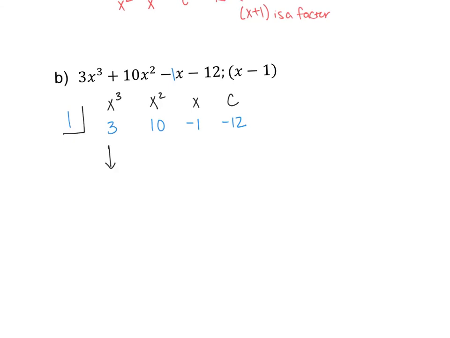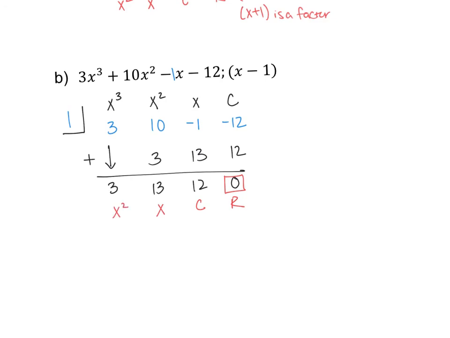I pulled out my first number, and this is a 3. So 3 times my box number, which is 1. 3 times 1 is 3, and then I add vertically. 13 times 1 is 13. If I add vertically, this ends up being a 12. 12 times 1 is positive 12. If I add, I end up getting a 0. So again, I get a remainder of 0 here. So this is my constant, my x, and my x squared.